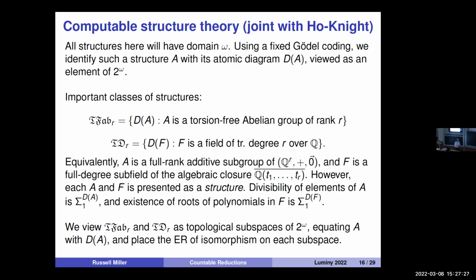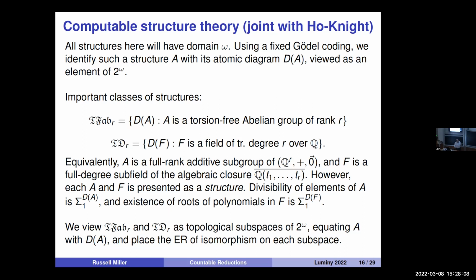Okay, so a few things that we should get straight here. First of all, torsion-free abelian groups are quite a natural class, probably familiar to a number of you, but maybe not all. You can think of them simply as additive subgroups of Q to the R, the rationals under component-wise addition, except for one thing. When you say T-fab sub R, you want the subgroup to have full rank. It should contain a set of R linearly independent elements.